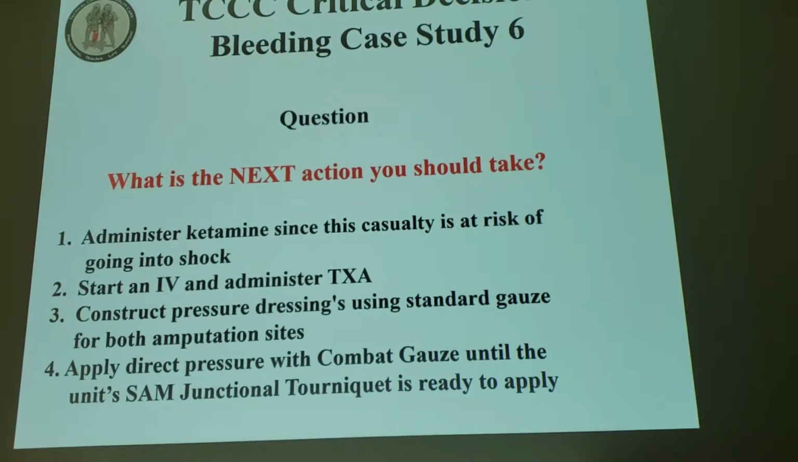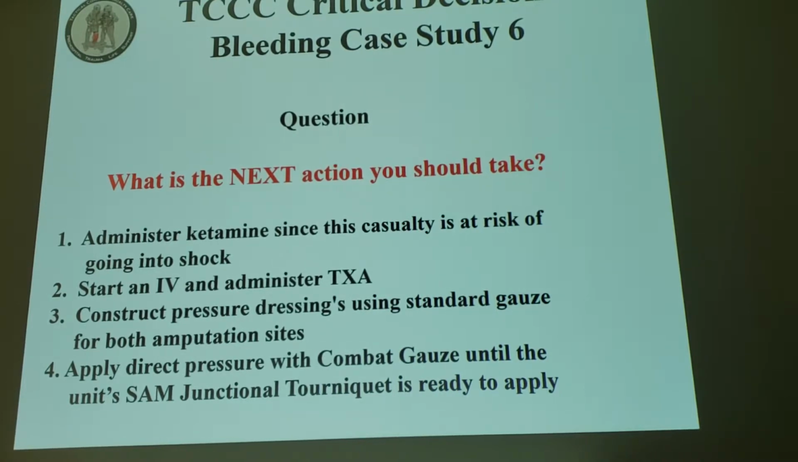Start an IV, administer TXA, okay? Construct pressure dressings using standard gauze for both amputation sites. Or 4, apply direct pressure with combat gauze until the unit's SAM junctional tourniquet is ready to be applied.